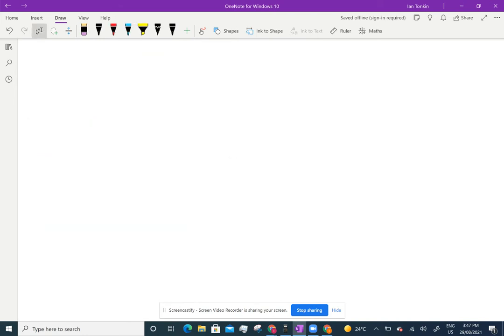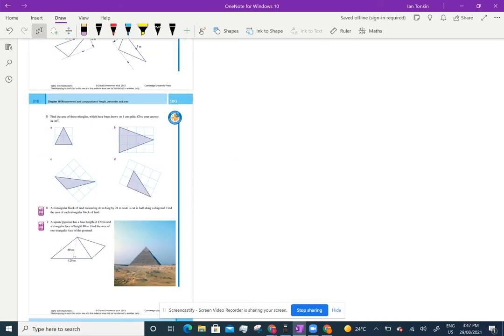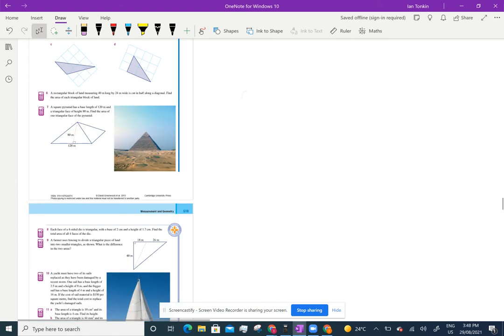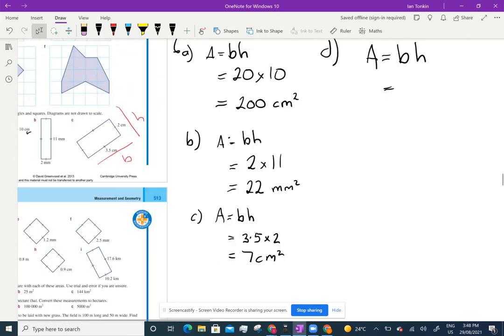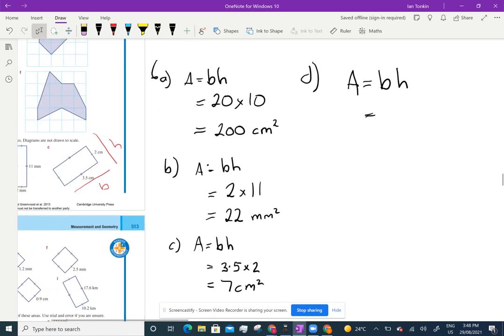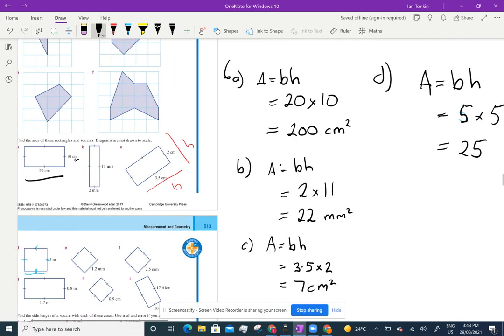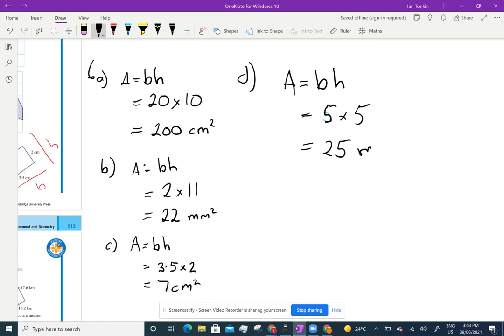Oh, it's going to go right back to the beginning now. Okay, where are we? Where's it gone to? 10G. So we're back up here. So when we said the base was 5, and the height was 5, and 5 times 5, 25. What units are we in? Metres. Metre squares.